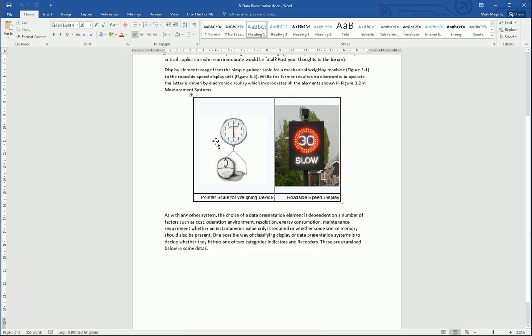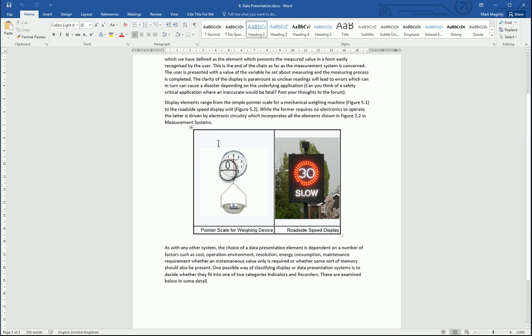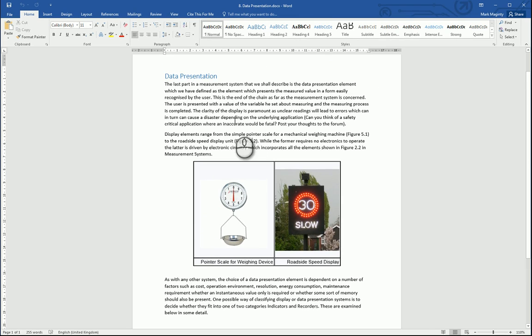And again, data presentation, only a page long. Have a quick read and have an appreciation of what we're talking about when we say data presentation.